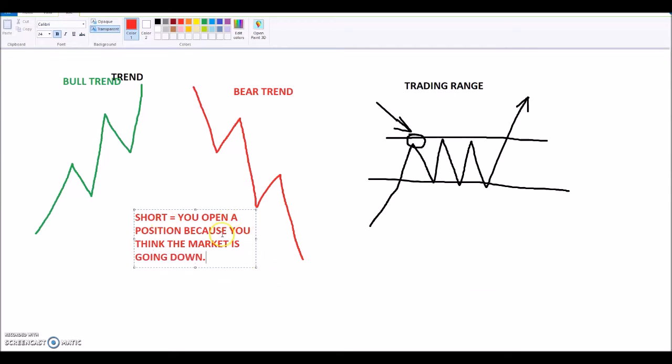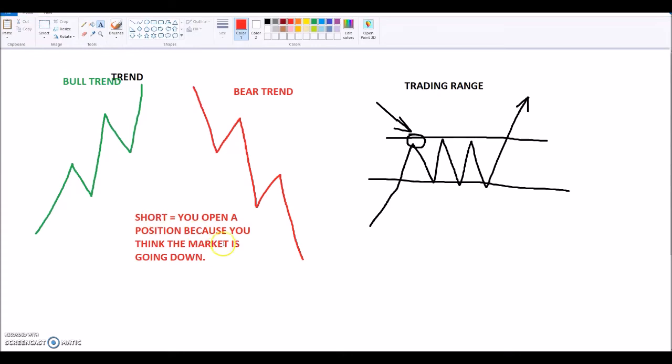So this is short. That's why basically you're a bear. You're bearish on this position. You think it's gonna go down from here, down here. So you take a short. That's what some traders do.